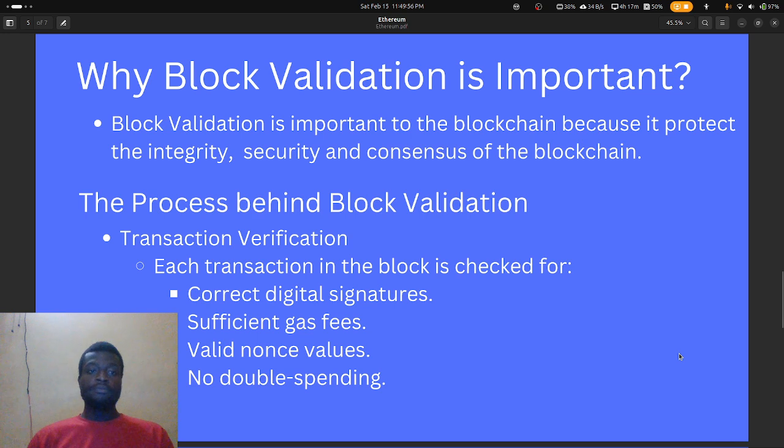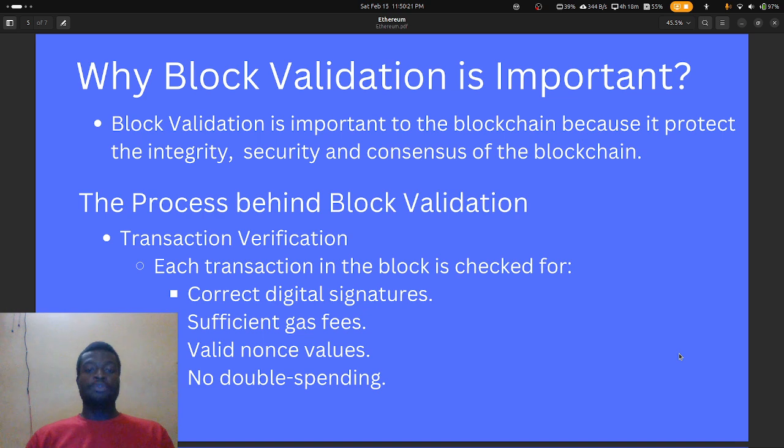So that being said, let's talk about why block validation is actually important. Block validation is important because it helps protect the integrity, the security, and also the consensus of the Ethereum blockchain.